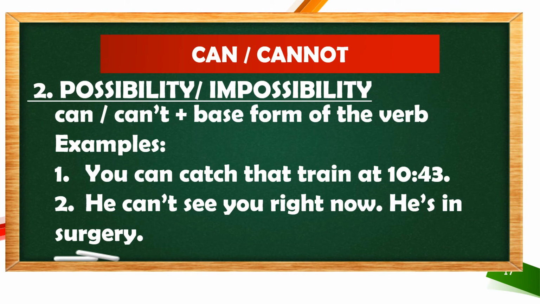Next, can and cannot can also express possibility or impossibility. The format is can plus the base form of the verb. Example, you can catch that train at 10:43. Example number 2, he can't see you right now. He's in surgery.